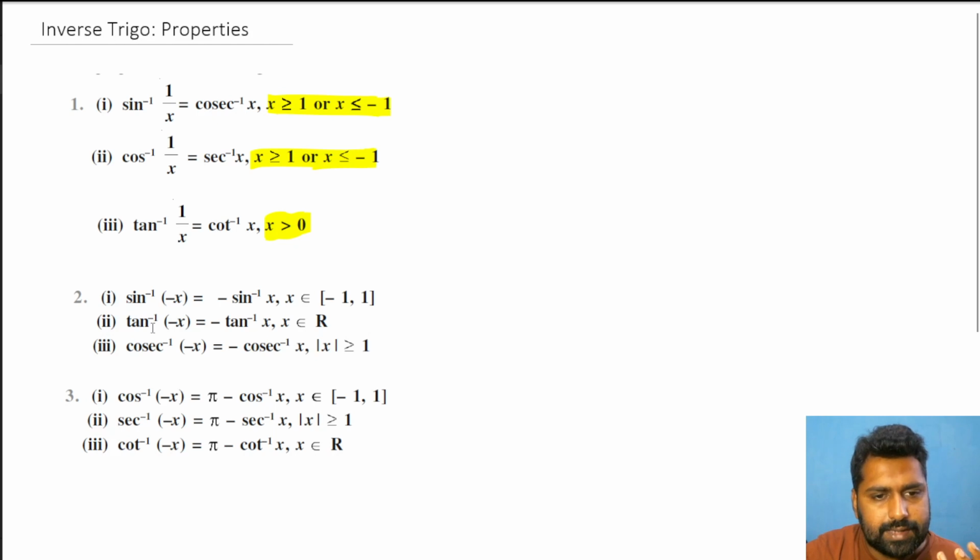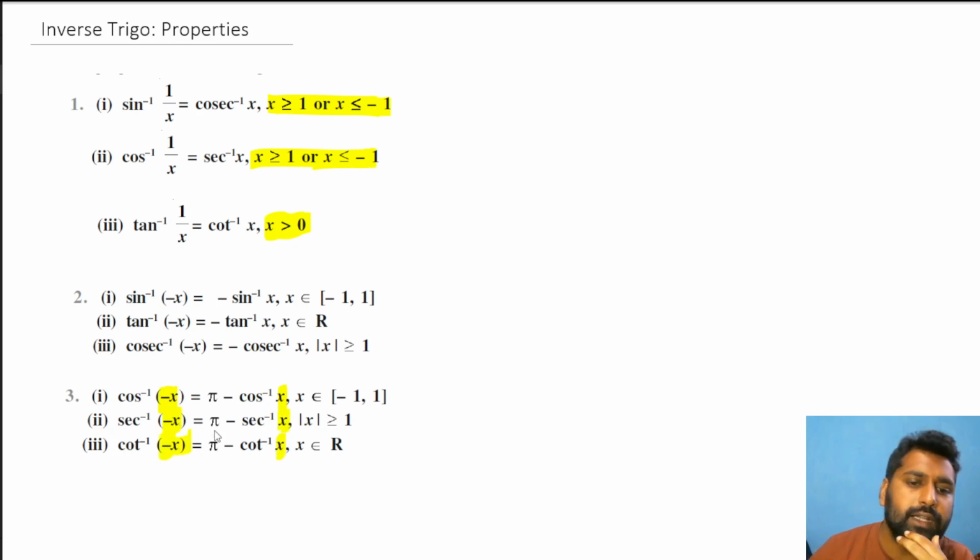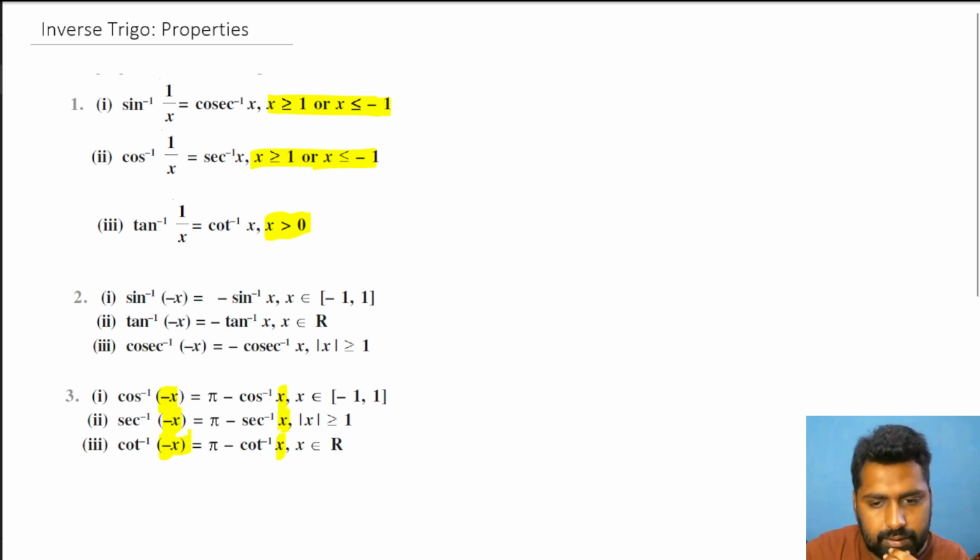In sine, tan and cosec inverse, you can take the negative outside. For cos, sec and cot, because the principal range is 0 to pi, your answer will always be pi minus the positive value. See, this is negative. Here you have written positive, negative, positive, negative, positive. So you can change the negative to positive by writing pi minus.